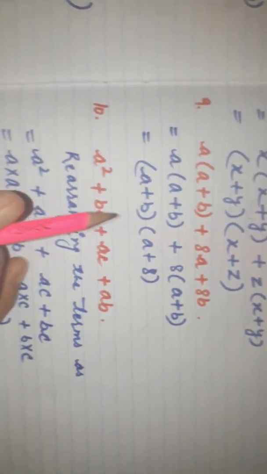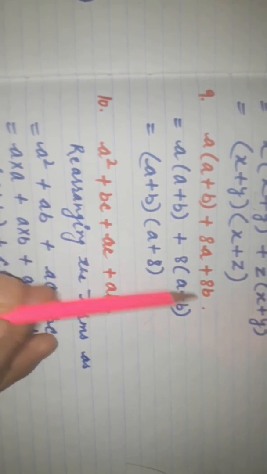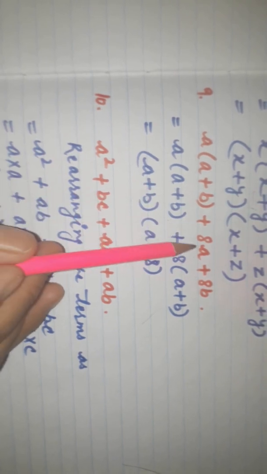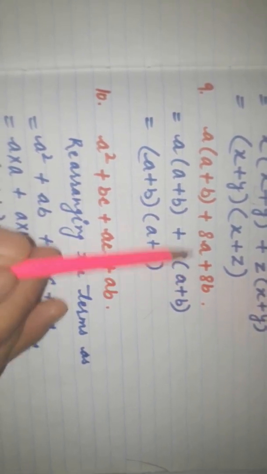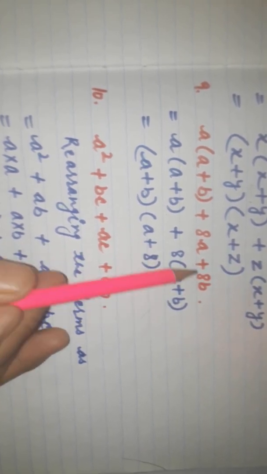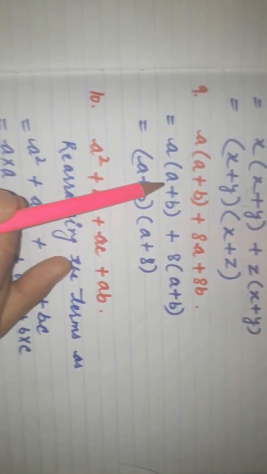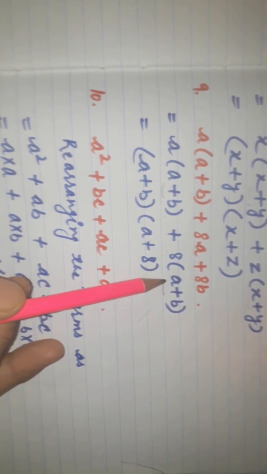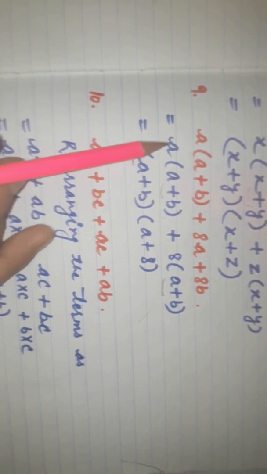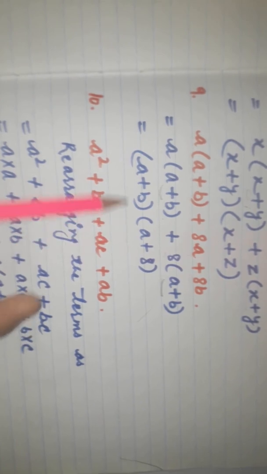Now the next one. In the next one there is given a into a plus b plus 8a plus 8b. In this case in this term a is already outside, but in the other terms we have to take some common factor. So 8 is the common factor, and we will get a plus b inside when we take 8 common. Now we are looking, a plus b is the common factor between these two terms. When we take this out, we will get a plus 8 inside. So this is the factorized form.